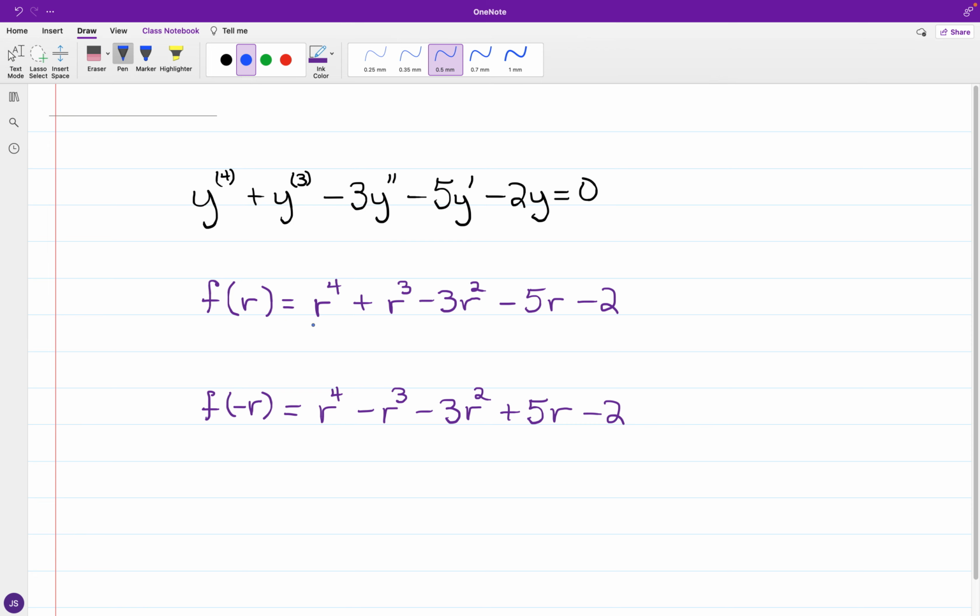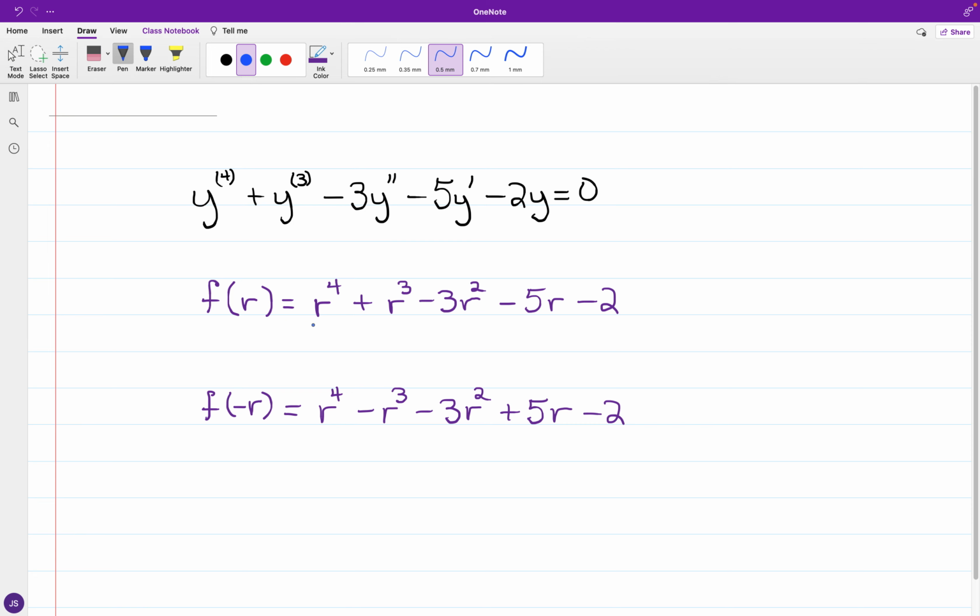So you have q over p, so it could be positive or negative 1 and positive or negative 2. And just running through what we have in the case of our given function f of r. Okay, so you have f of r. If I were to test out 1, negative 1, 2, negative 2 to see what is going to set this function equal to 0.